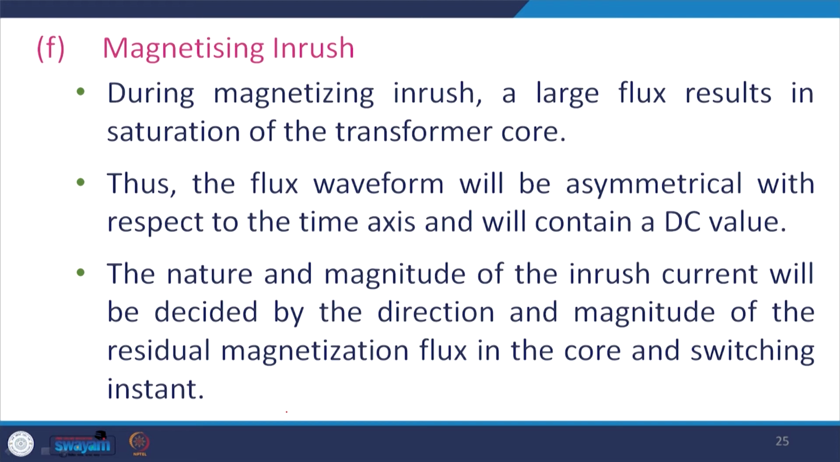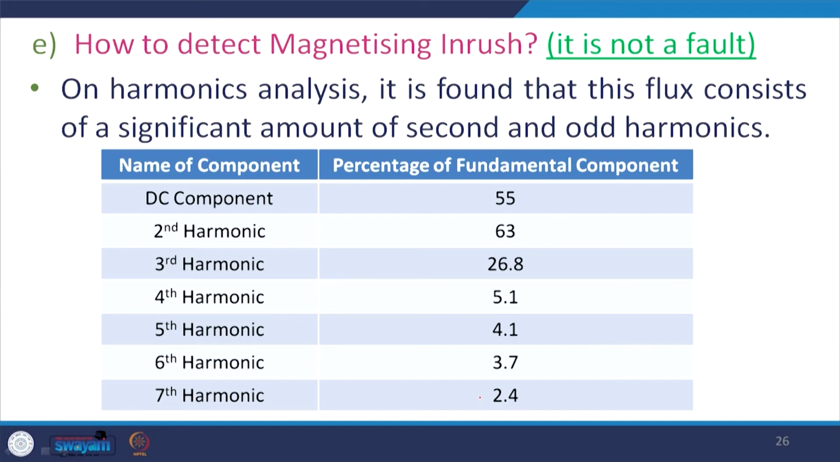The nature and magnitude of inrush current, how much value it attains, depends on the direction and the magnitude of the residual magnetization flux in the core and the switching instant. That means, at what instant of voltage you are energizing the transformer. Now, how to avoid this, how to detect this, because inrush is not a fault.